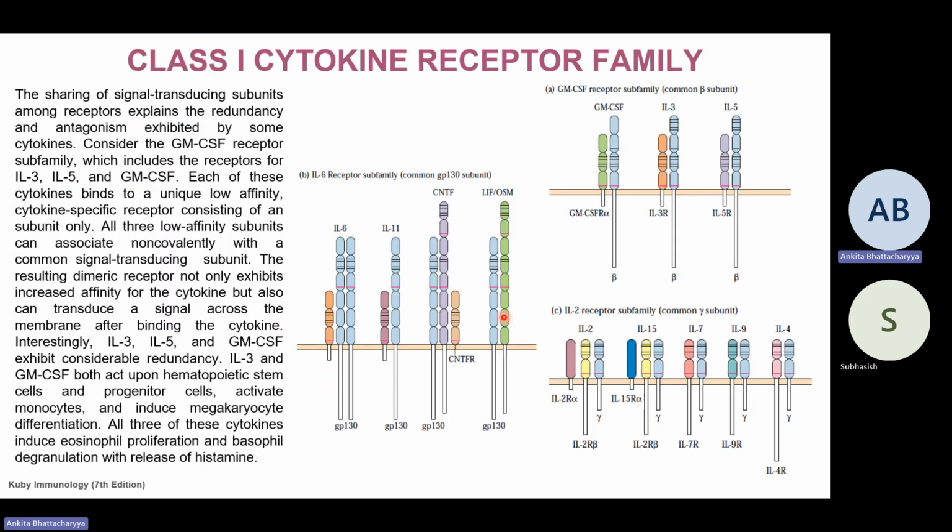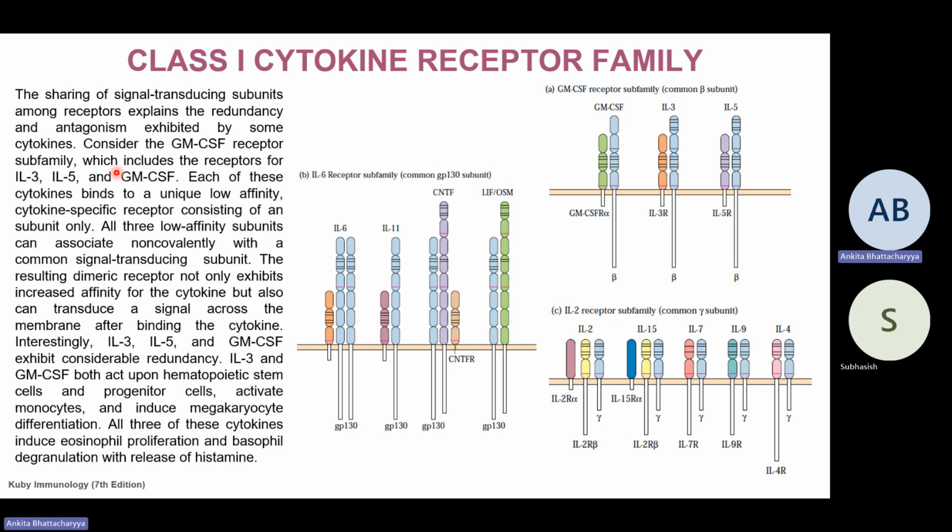Now the question is, when we talked initially about the different phenomena associated with cytokine response, we talked about these two terms, redundancy and antagonism. How is it actually operational? That is very well understood by these real life examples of cytokine receptor and their ligand family interactions. So, the sharing of signal transducing subunits among receptors. What do you need to understand the keywords here? Signal transducing subunits of receptors.